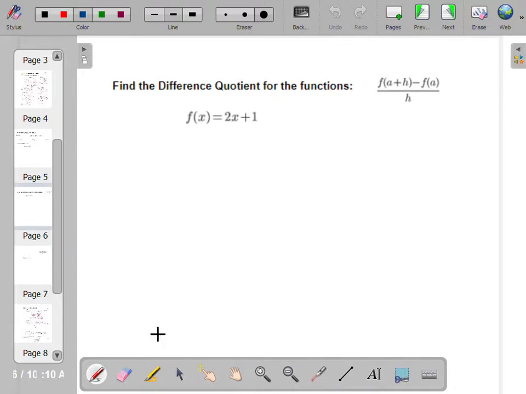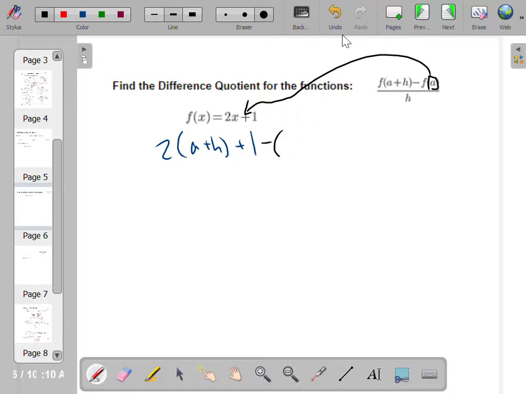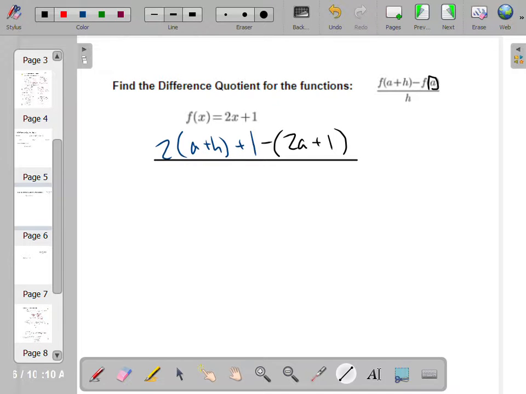What we're going to do is evaluate f of a plus h and f of a in this problem. So everywhere I see an x, I need to plug in a plus h. So I'm going to say 2 times, instead of x, I'm plugging in a plus h, and then we have a plus 1. So this is f of a plus h. Now the difference quotient is f of a plus h, and then I have to subtract, so I'm going to put a minus sign, f of a. So if I did the same thing, I'm going to plug in a everywhere I see an x. This would be 2a plus 1. And the whole thing is over h.